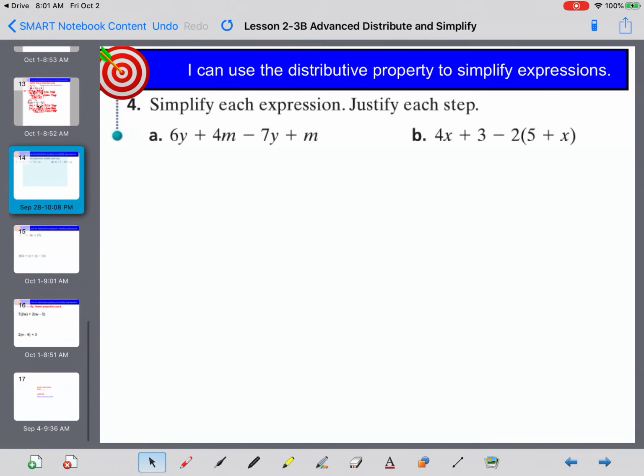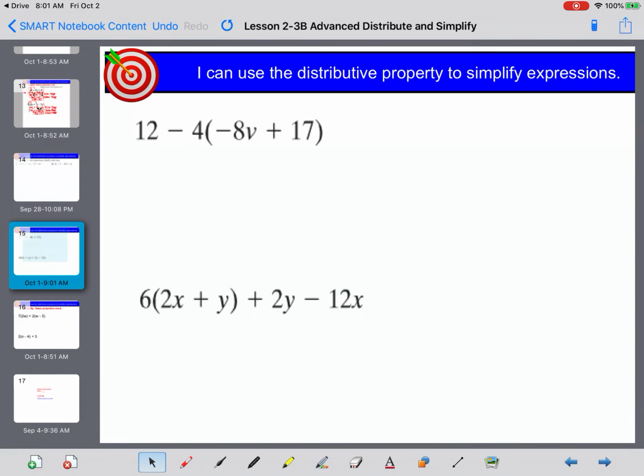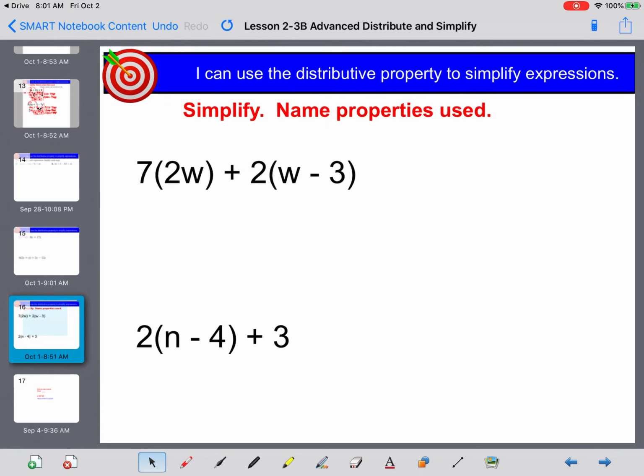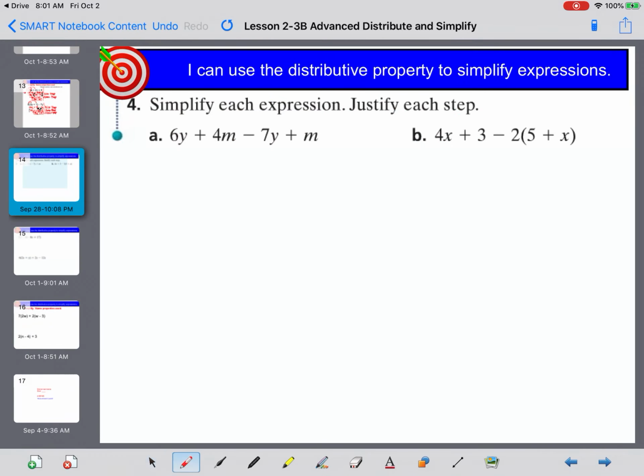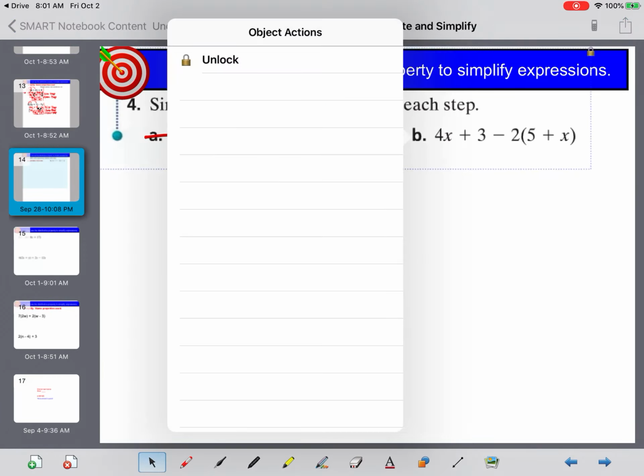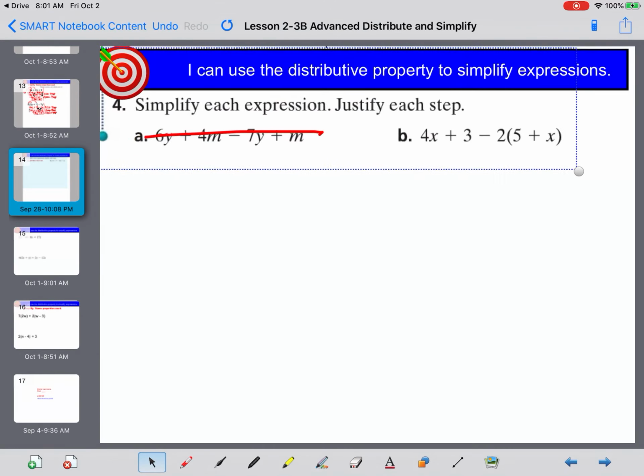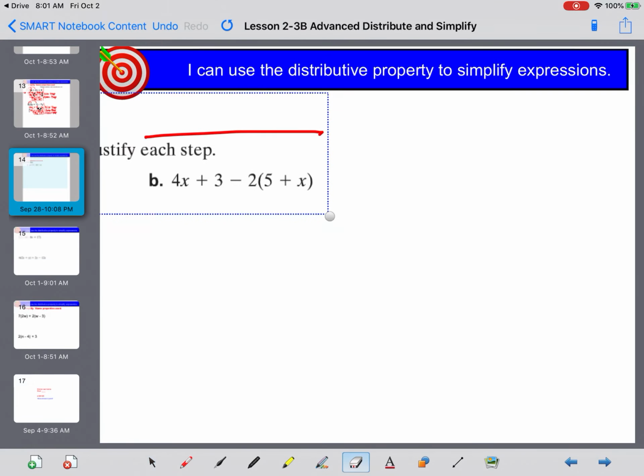Let's see. We're going to skip right over to, where are we at here? We're going to skip this first one, but we are going to do this one, this letter B. Let's see if I can unlock it and move it. We're going to do this problem right here. This is the one that gives people the most trouble. So you can put an X through that first letter A problem, and I want you to do letter B. Pause the video, but before you distribute, make sure you change all subtraction to adding the opposite.